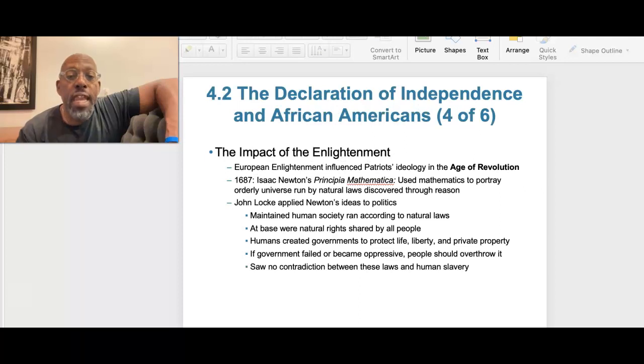All right. Now, the Enlightenment. Let's talk a little bit about the Enlightenment. The Enlightenment and its impact on African Americans. The European Enlightenment influenced the Patriots' ideology in the Age of Revolution.